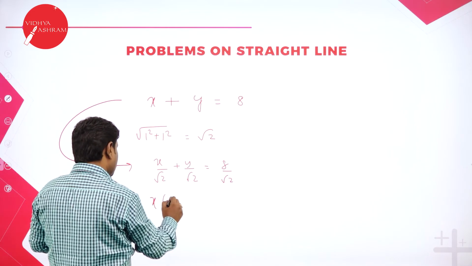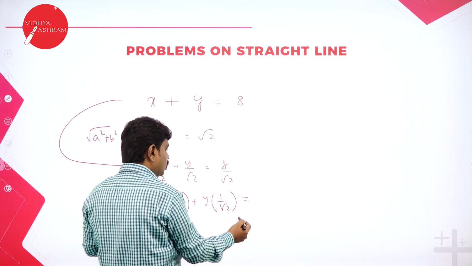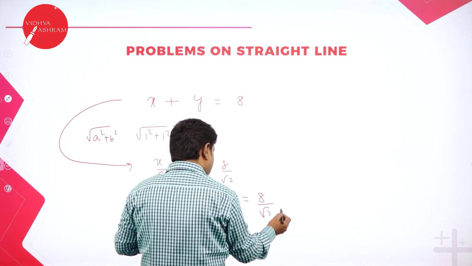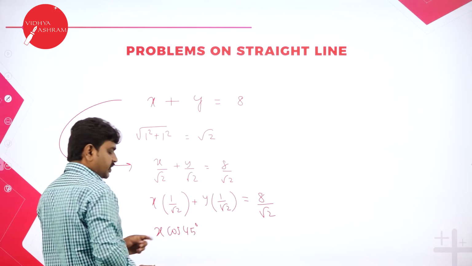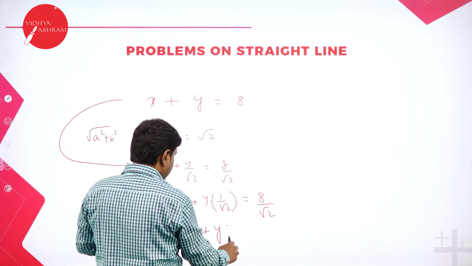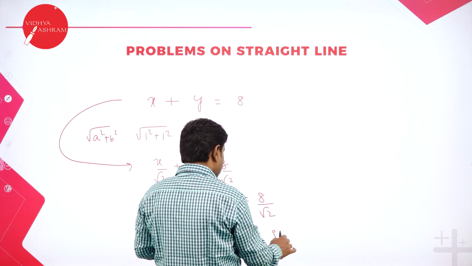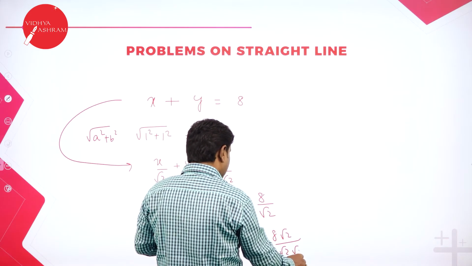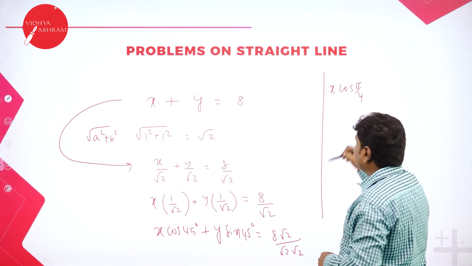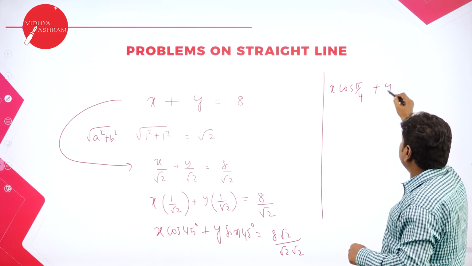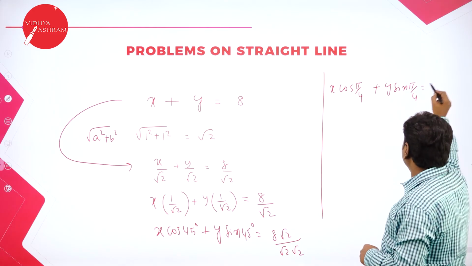Further you can write it as x into 1 by root 2 plus y into 1 by root 2 is equal to 8 by root 2. Further we can rationalize this. Now can I write it as x into cos 45? You know cos 45 degrees is 1 by root 2, and y into sin 45, again you know sin 45 is 1 by root 2, and you can rationalize this. If you rationalize, 8 root 2 divided by root 2 into root 2. Further I'll write it as x cos pi by 4, 45 is also called pi by 4, plus y sin pi by 4 is equal to root 2 into root 2 becomes 2, and it will become 4 root 2.